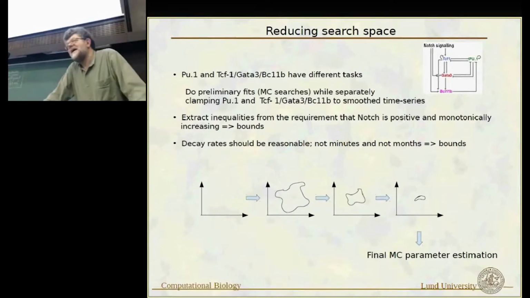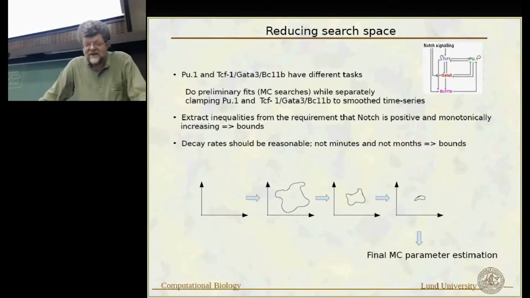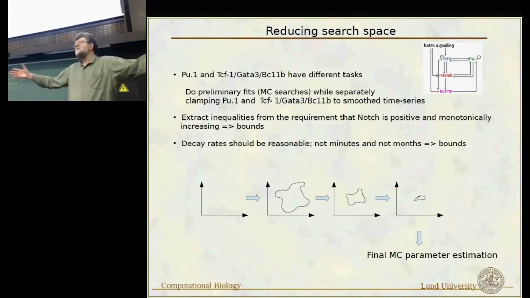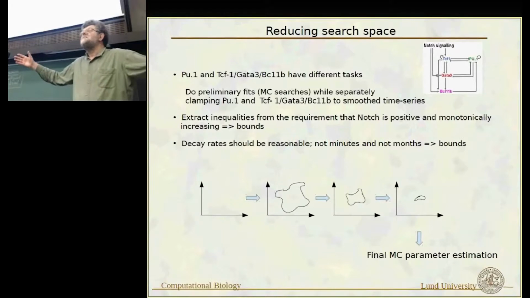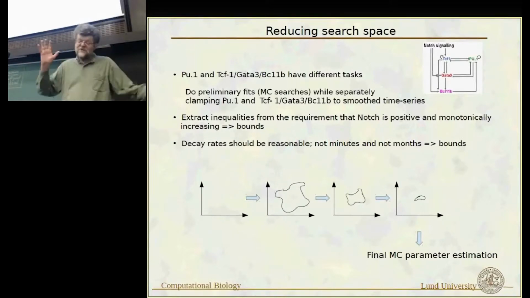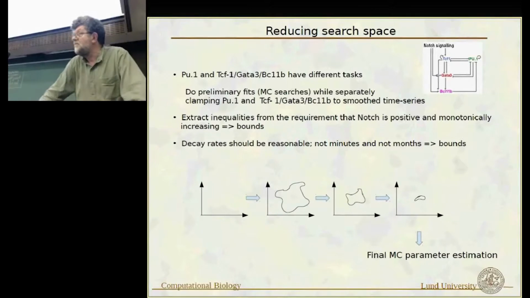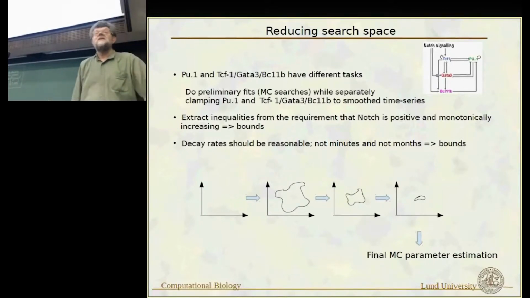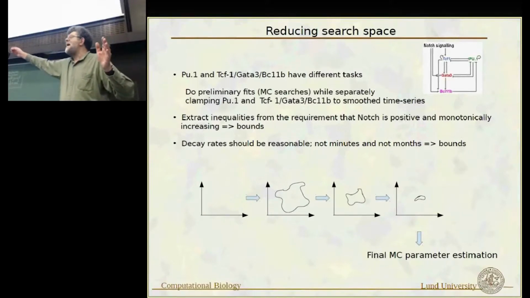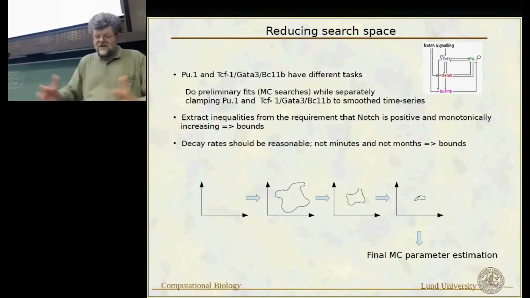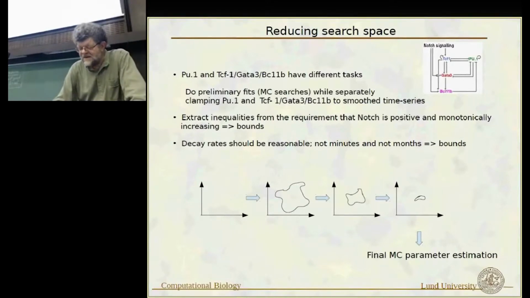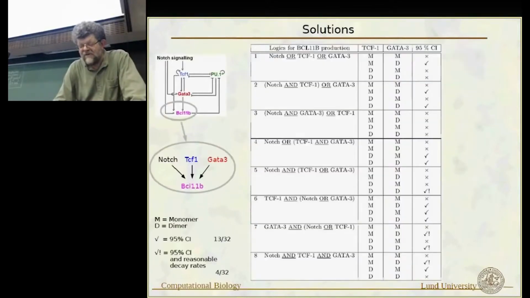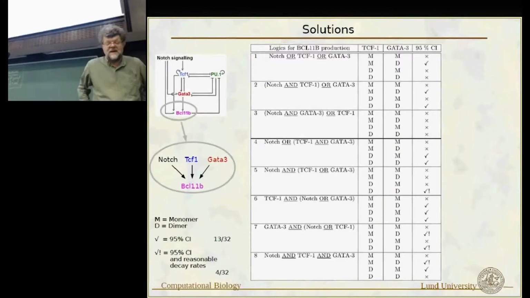But then I can write down quite a few inequalities. For example, there are some reasonable constraints. Notch better be positive, right? It's an external force. That reduces the space. Decay rates have to be reasonable. And we put it somewhere between, I think it shouldn't be less than 20 minutes, and it shouldn't be more than a month. And as you do these reasonable things, you can do final parameter estimation.